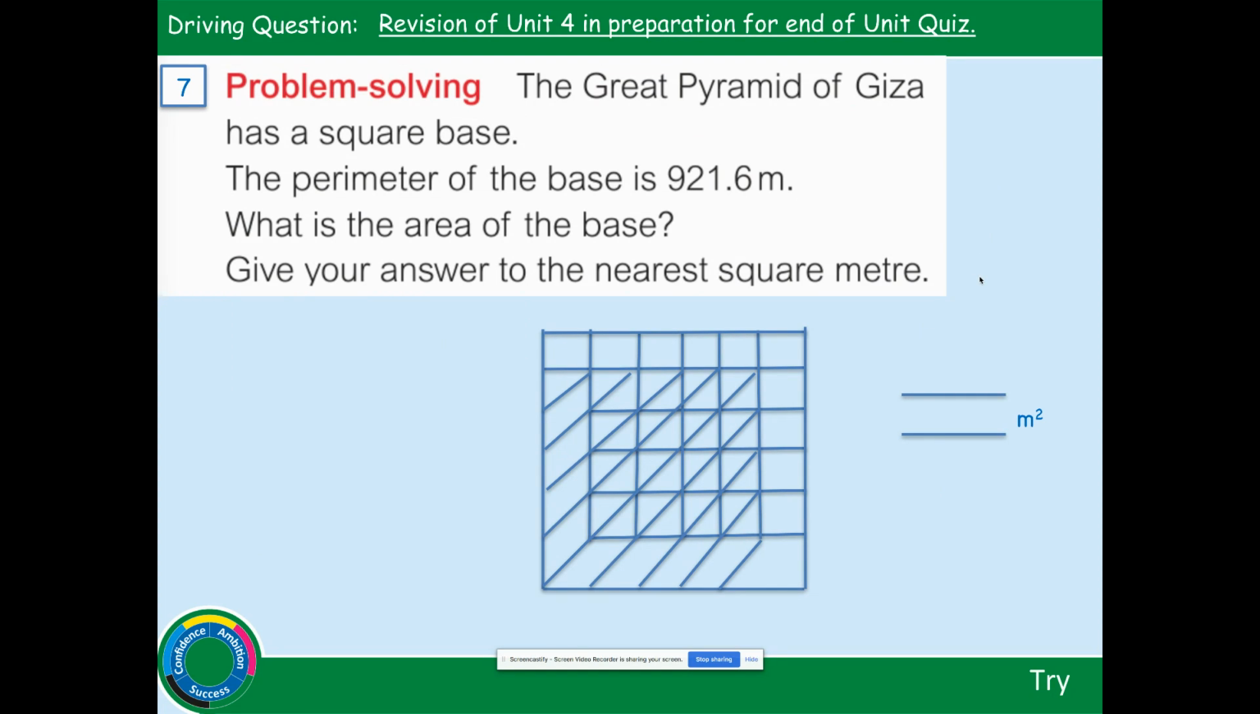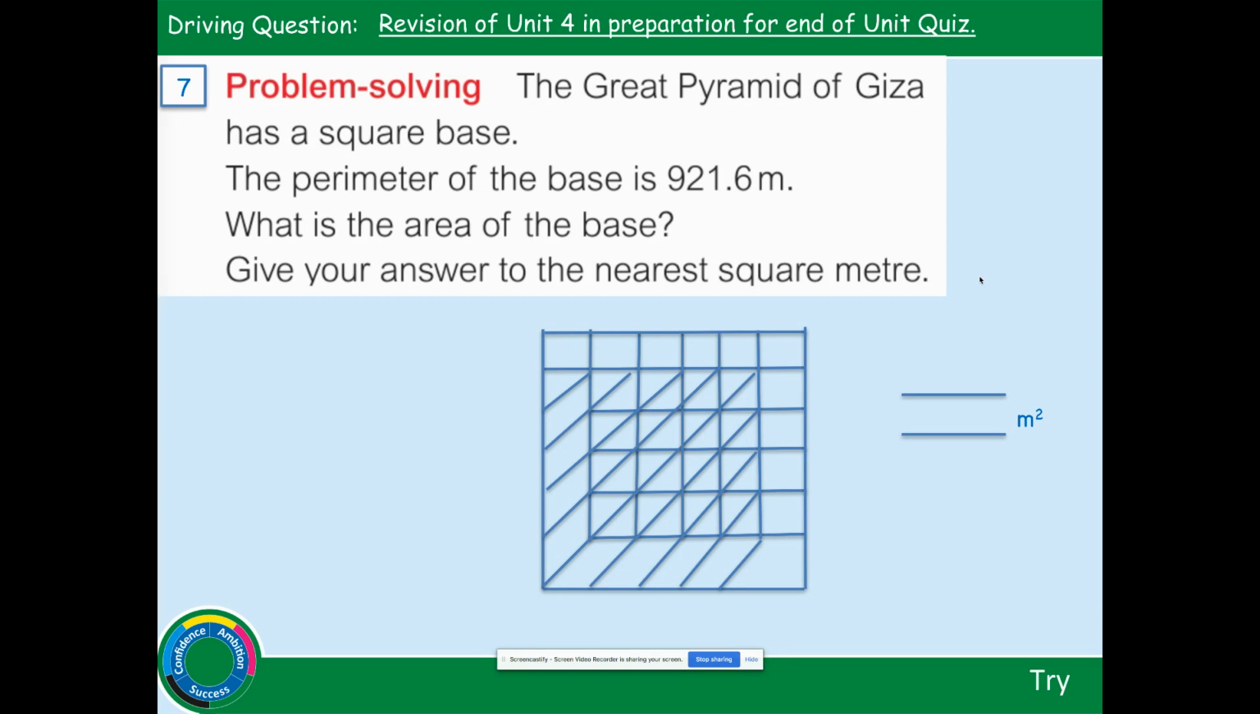Okay, so problem solving. The Great Pyramid of Giza has a square base. The perimeter of the base is 921.6 meters. What is the area of the base? Give your answer to the nearest square meter.